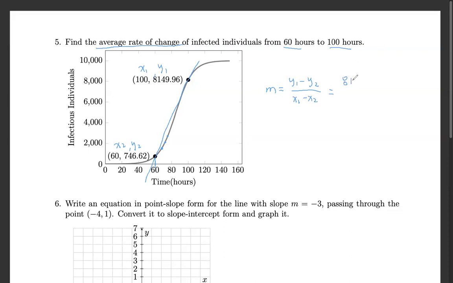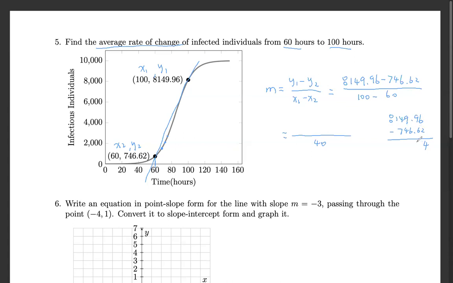Y1 is 8,149.96. Y2 is 746.62. X1 is 100. X2 is 60. So the denominator is 100 minus 60, which is 40. The numerator, let's see, we have 8,149.96 minus 746.62. 6 minus 2, I have 4.